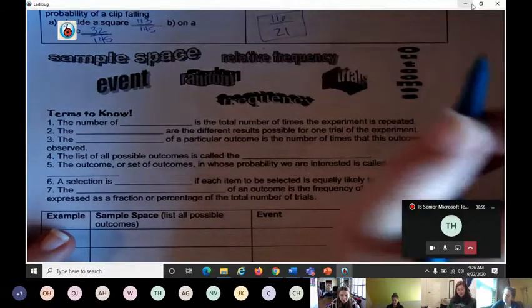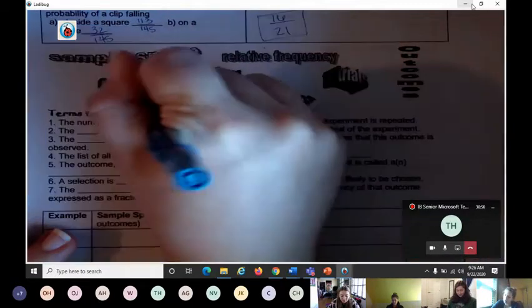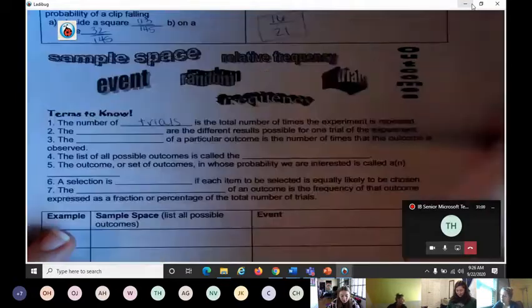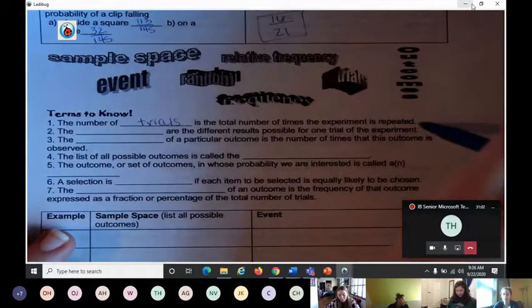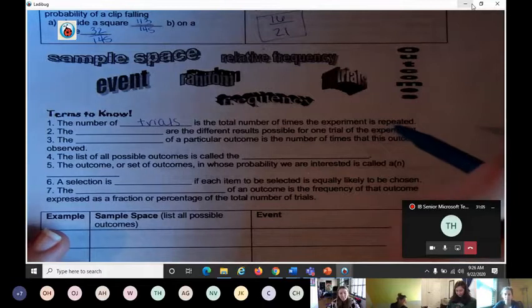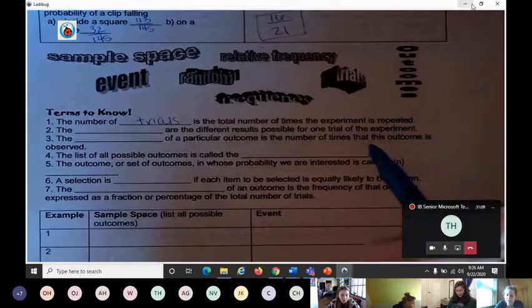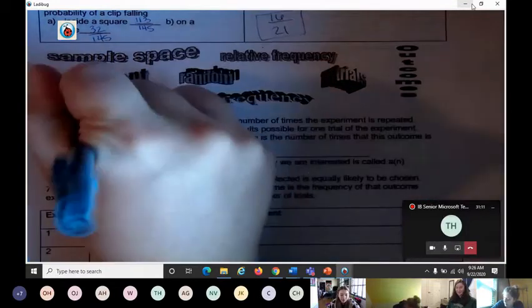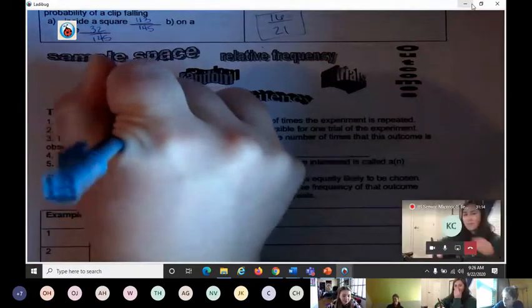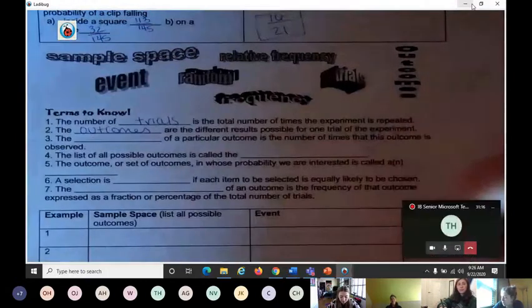So it says the number of trials is the total number of times an experiment is repeated, okay? Then the outcomes are the different results possible for one trial of the experiment.